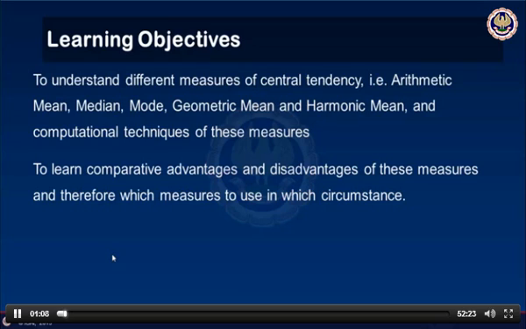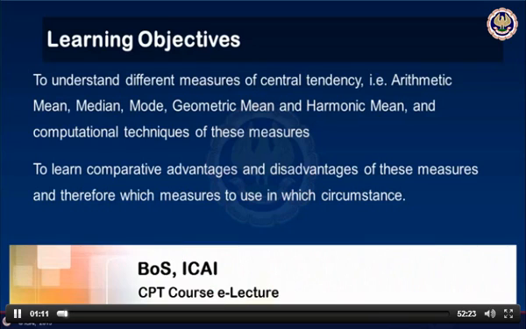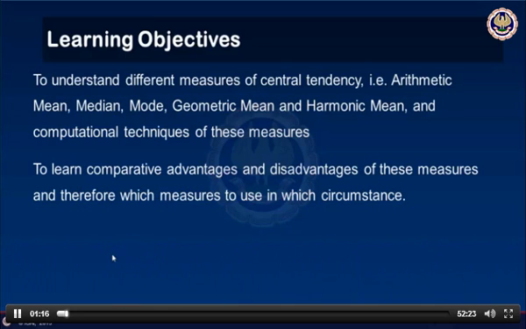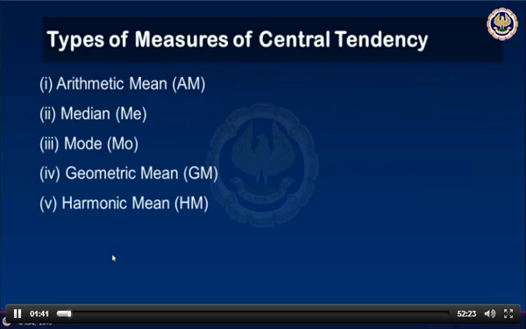Before discussing this topic, we have to know the learning objectives. First, to understand different measures of central tendency: arithmetic mean, median, mode, geometric mean, and harmonic mean, and the computational techniques of these measures. Second, to learn the comparative advantages and disadvantages of these measures, and therefore which measure to use in which circumstances.